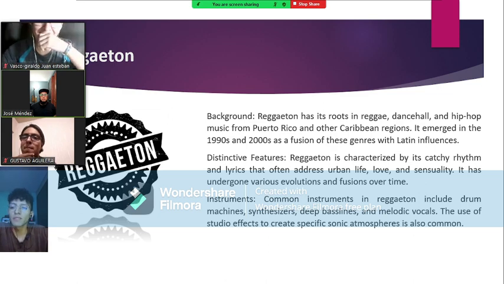Common instruments in reggaeton include drum machines, synthesizers, deep bass lines, and melodic vocals. The use of stereo effects to create specific sonic atmospheres is also common.